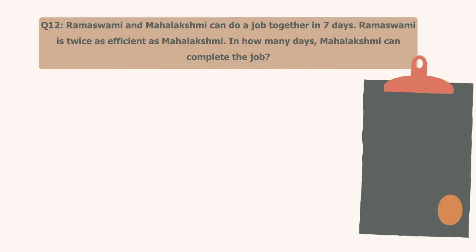Moving on, second question. Ramaswamy and Mahalakshmi can do a work together in 7 days. Ramaswamy is twice as efficient as Mahalakshmi. In how many days Mahalakshmi can complete the job? So a question on efficiency. Please pause and solve the question.